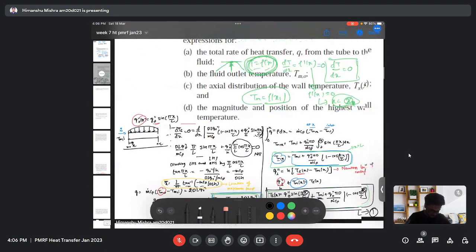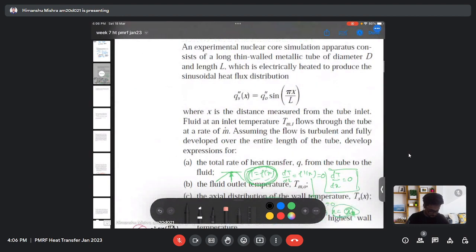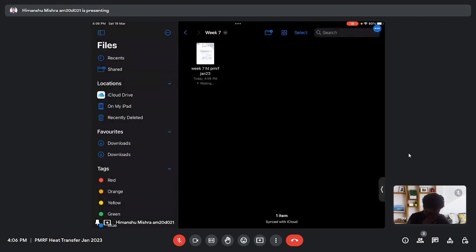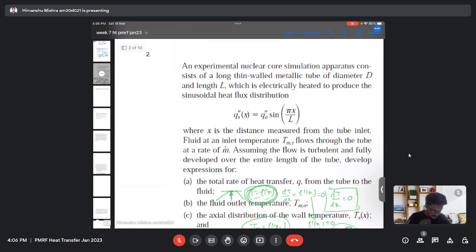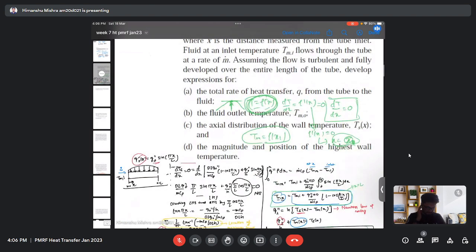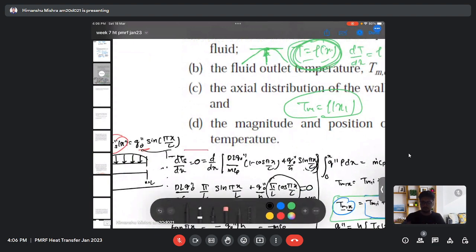So in this question, we have given a pipe, and it is given that there is a heat flux which is a sinusoidal function of x. We need to determine the total heat rate, the mean temperature at the outlet, the mean temperature as a function of x, the surface temperature, and the location at which the surface temperature is maximum. For the total heat transfer, we just integrate this expression.